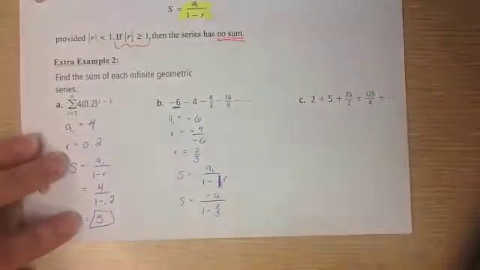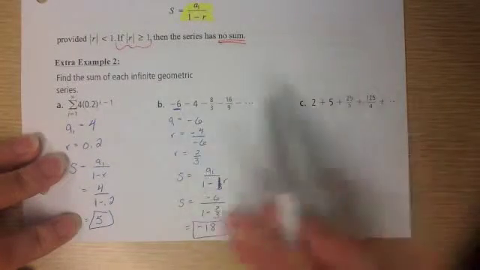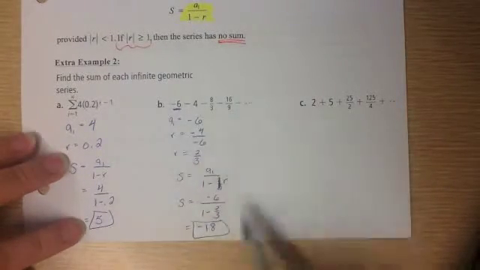We get negative 18. So when I add up all of these numbers, it makes sense they'd be negative, because I'm adding a bunch of negatives. When I add them all up, I get negative 18.